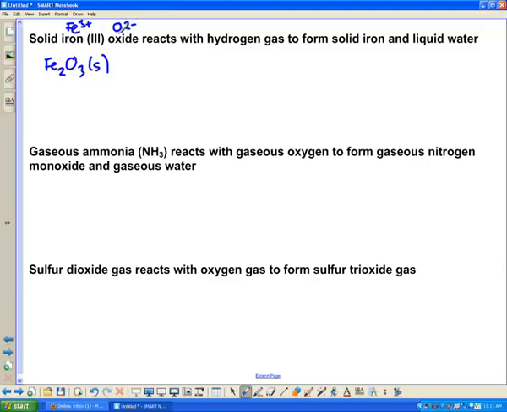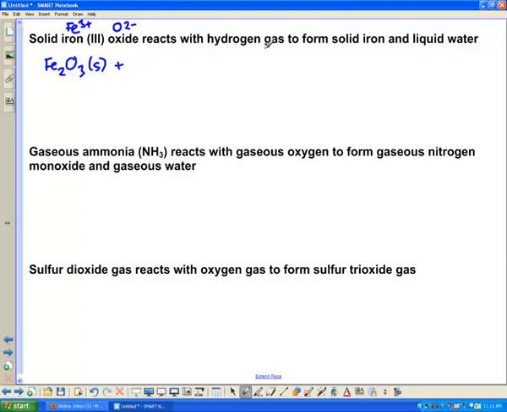I would not recommend that you just cross multiply, because in some cases that doesn't work. In a lot of cases it does. You just have to be a little bit careful with doing that cross multiplication in some cases. Alright, so that's the iron oxide.